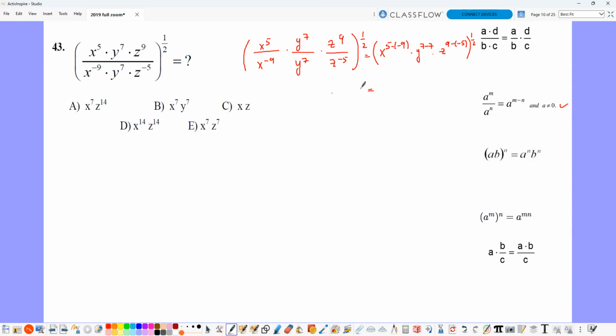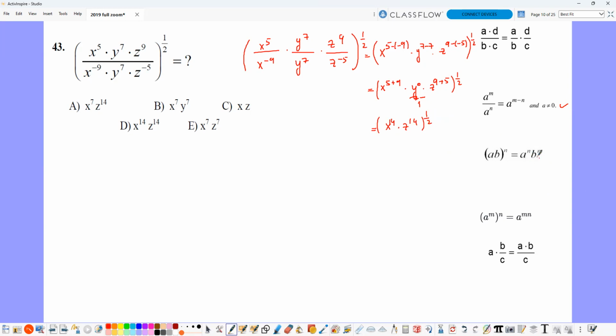Then I'm going to write here x to the power of 5 plus 9, y to the power of 0, times z to the power of 9 plus 5, to the power of 1 over 2. Then it's going to be equal to x to the power of 14. Y to the power of 0 is equal to 1, so it is not written in the multiplication because it is the identity element, and z to the power of 14, to the power of 1 over 2.